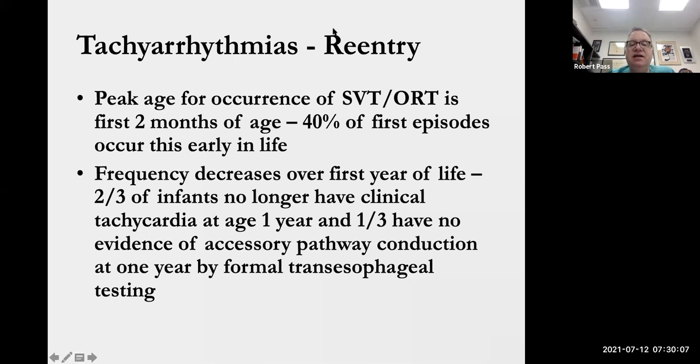Now, I will say that more recent data has suggested that if you have WPW and SVT, the chances of it going away is a little bit less. It's still 50%, however. And so you would always want to, if possible, not perform any invasive procedures on these infants, treat medically with the hope and expectation that by year of age, the tachycardia will improve. But it does mean that 1/3 of patients will continue to have tachycardia or have accessory pathway conduction.